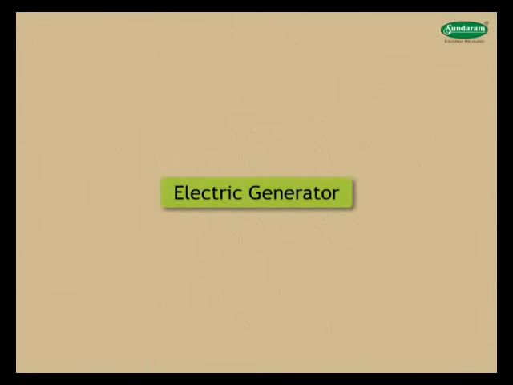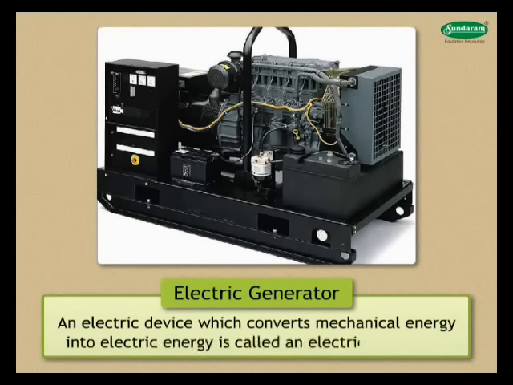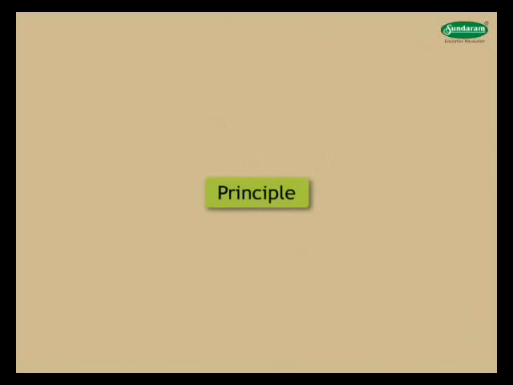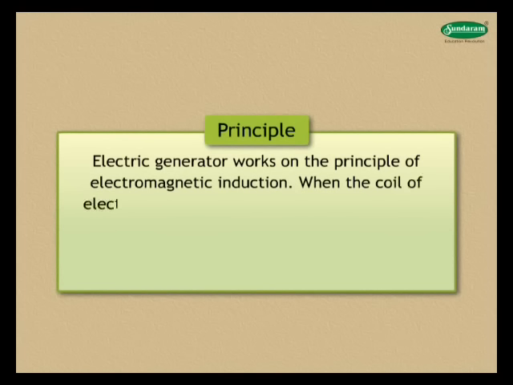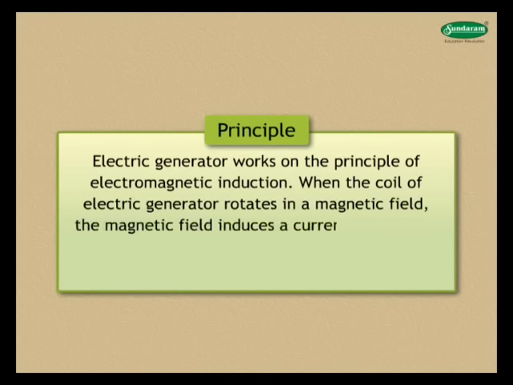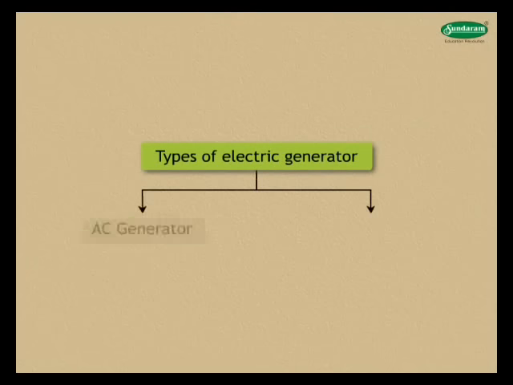Let us study about the electric generator. An electric device which converts mechanical energy into electric energy is called an electric generator. Principle: an electric generator works on the principle of electromagnetic induction. When the coil of an electric generator rotates in a magnetic field, the magnetic field induces a current in this coil. This induced current then flows into the circuit connected to the coil. Types of electric generator: AC generator and DC generator.